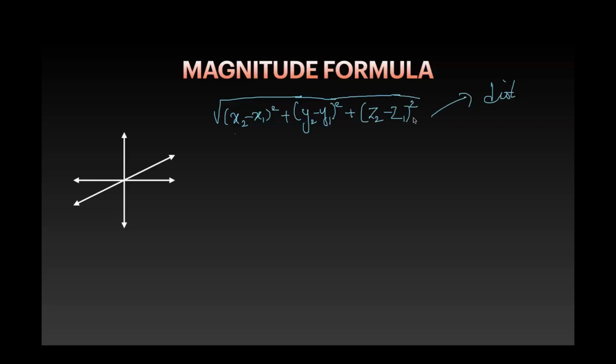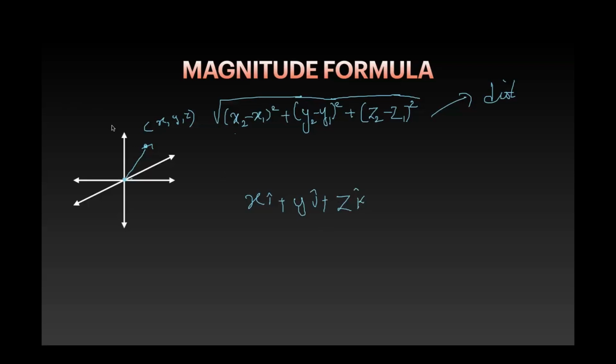Now, to find out the magnitude of a vector, how do you find it? Assume you have this vector x, comma y, comma z. How do you represent this vector? x i cap plus y j cap plus z k cap. This is how you represent it.